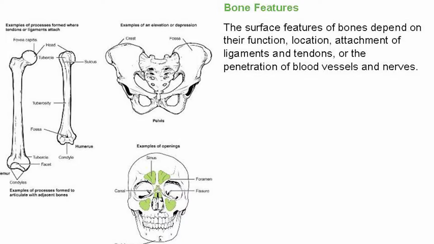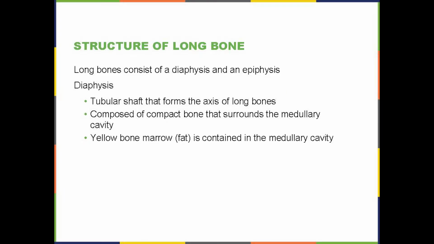We're going to first look at the structure of a long bone. We do this in lab too. They consist of a diaphysis and an epiphysis. The diaphysis is the shaft, because remember, long bones are longer than they are wide. They're rounded, so the shaft of that long bone is called the diaphysis. The ends of the long bone are the epiphysis.